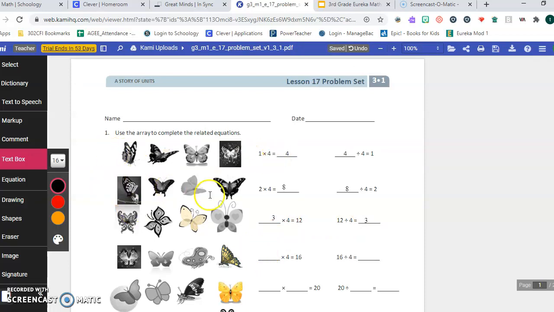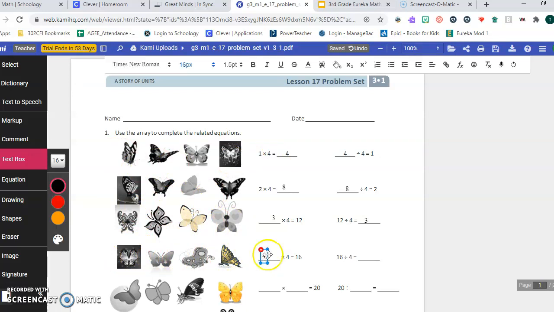Okay, next. So I've got one group, two groups, three groups of 4. Here is my fourth group of 4. So 4 times 4 gives me 16. So far I've got 16 butterflies. In division, we start with the total. 16 divided into groups of 4 gives me 4 groups.